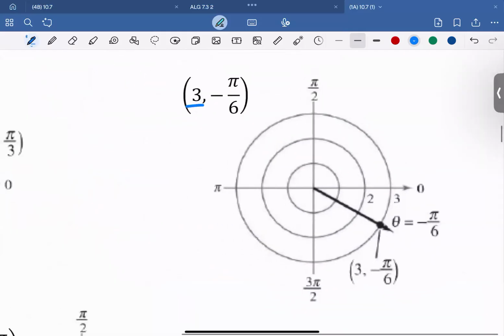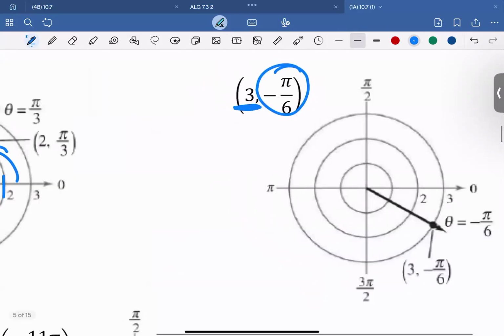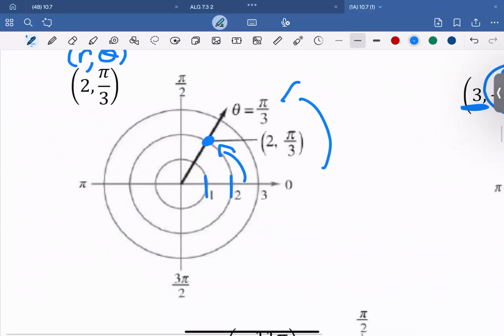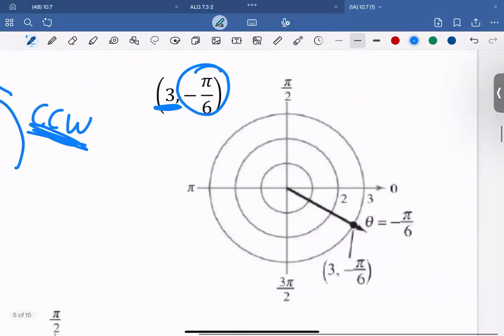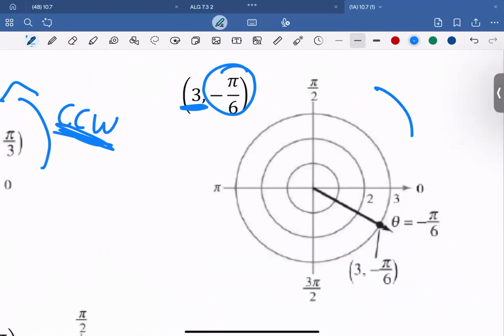Same dealio on the second one. This time we are at r equals 3. So we're going to come out to the third most outer ring. And what we have in our theta is a negative pi over 6. So instead of going counterclockwise, like we did with our first one, for the negative pi over 6, we will be rotating clockwise. Cool. So this brings us down right here. Very fun.